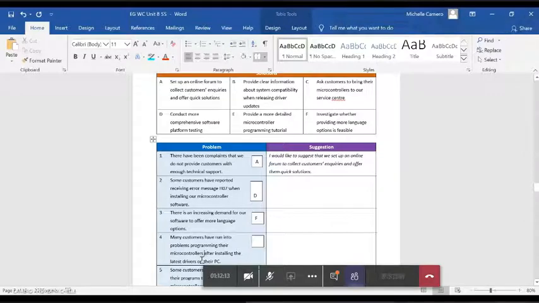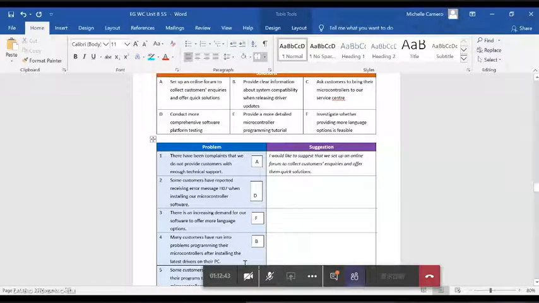Okay, next, number 4. Many customers have run into problems programming their microcontrollers after installing the latest drivers on their PC. All right, so what could be the possible solution for that? All right, if you put B, provide clear information about system compatibility when releasing driver updates, you are correct.